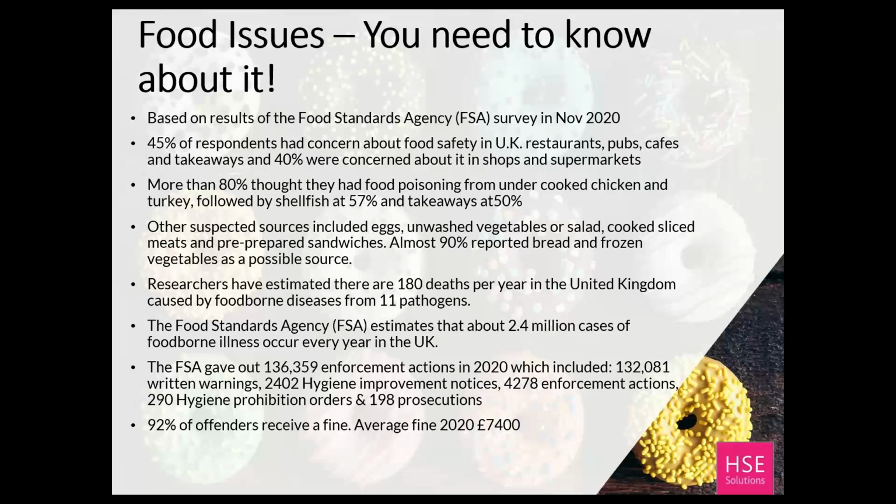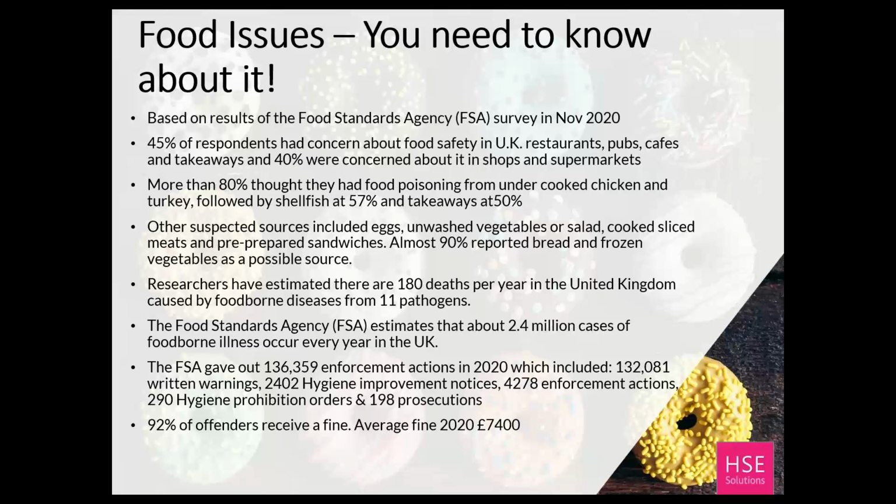More than 80% of people thought they'd had food poisoning from undercooked chicken and turkey, followed by 57% for shellfish, and various takeaways at 50%. So it's a high proportion of people. Other suspected sources include eggs and washed vegetables and salad, cooked sliced meats, and pre-prepared sandwiches, with almost 90% being reported for bread and frozen vegetables as a possible source. So we've got some big numbers on there.